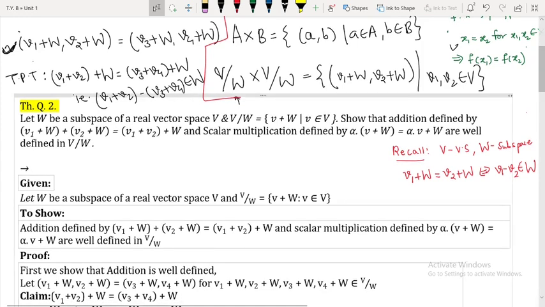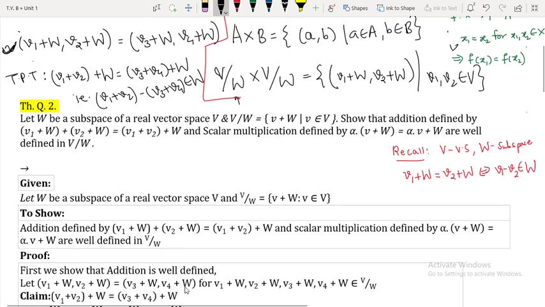So now see here, since V1 plus W, V2 plus W is equal to V3 plus W, V4 plus W, just try to recall the elements of R2, or I will say the elements of Cartesian product. So suppose you are having (A, B) equal to (X, Y). So what can you conclude by this statement? We can conclude that A should be equal to X and B should be equal to what?